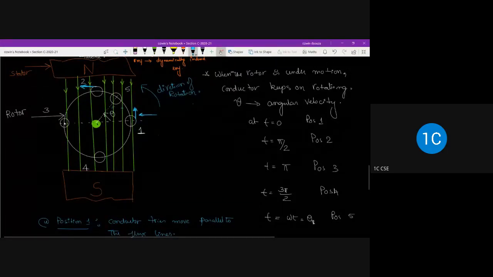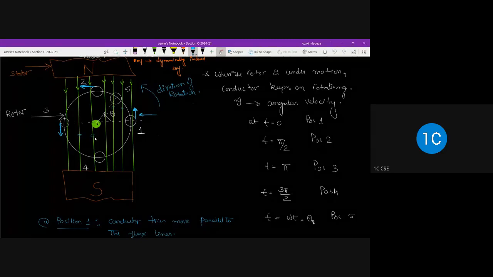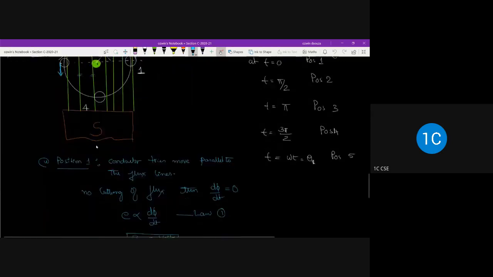Now, when the conductor reaches position 3, because the direction of motion is anti-clockwise, at position 3 the conductor tries to move vertically downwards. At position 3, the tendency of movement is once again parallel to the flux lines. Hence, there will be no cutting of flux and no change in flux, due to which the induced EMF in position 3 is going to be 0.